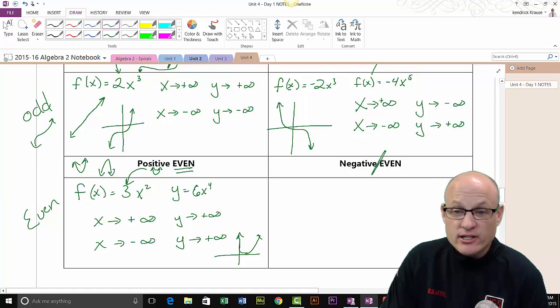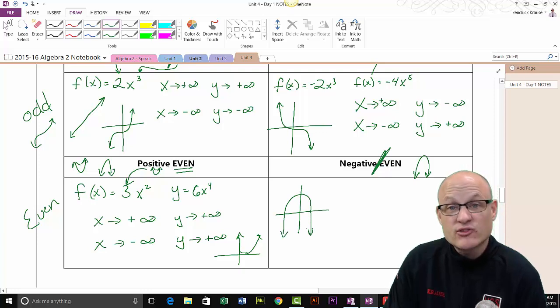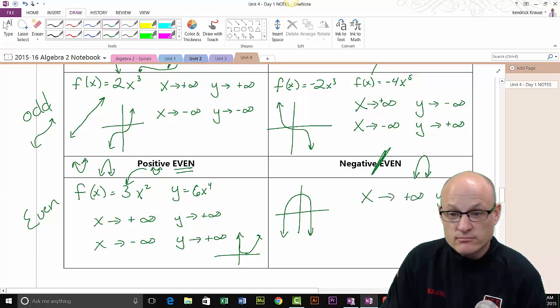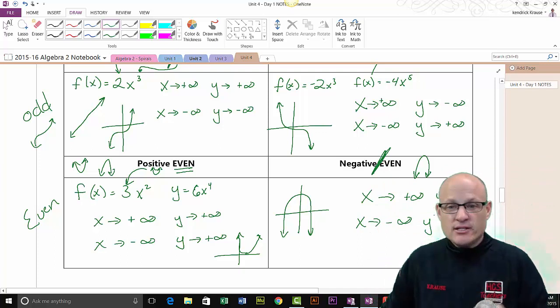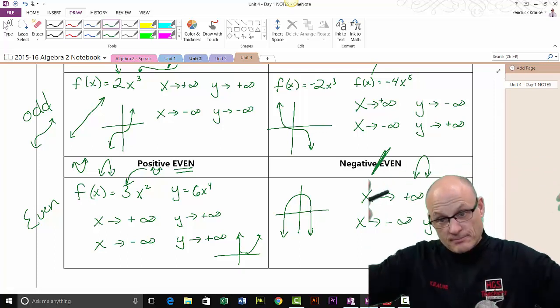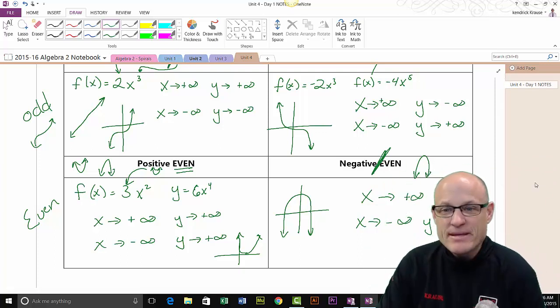Now, when it's a negative leading coefficient and even, that's the case where it's going to come down like this. So if I had to sketch this, it's going to be a picture that's coming down, going in the same direction, arrows. So as x goes to positive infinity, y goes to negative infinity. As x goes to negative infinity, y goes to negative infinity. So odd functions go off in either direction, positive or negative, and even functions either go down or go up. It's called the end behavior.